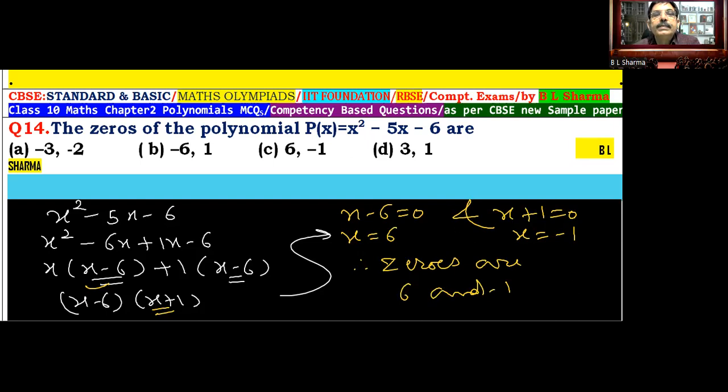So here you will see that C is the correct option. To find the zeros of a quadratic polynomial, what you do, you factorize it. If there are 3 terms, you factorize it by splitting the middle term, or by any other identity, and put each factor equal to 0, then get the value of the variable. Here the values of the variable x are 6 and minus 1 after putting each factor equal to 0. So zeros of this quadratic polynomial are 6 and minus 1.